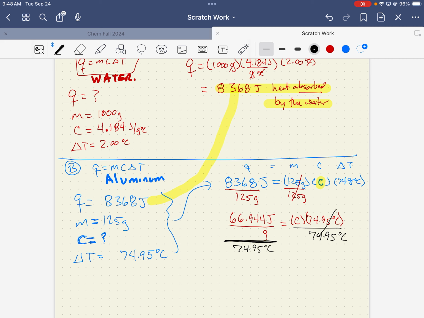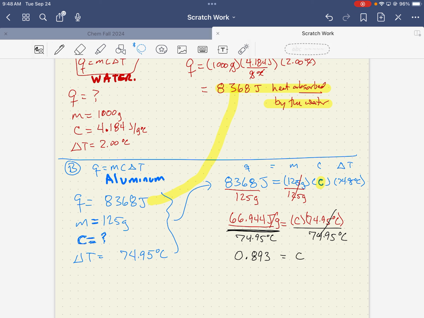So this looks a little bit confusing. But remember, it's still that number. I can think of it like this. It's still that number divided by what I have. Okay, so I'm going to take 66.944, and I'm going to divide that by 74.95. And I'm going to get on this side 0.893. Now I can round because I have my final answer. C is over here by itself.